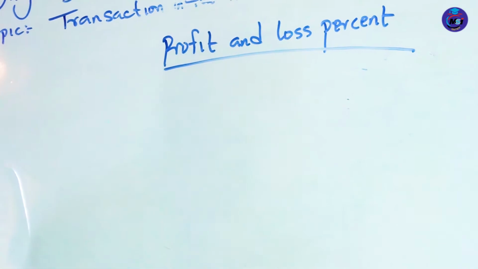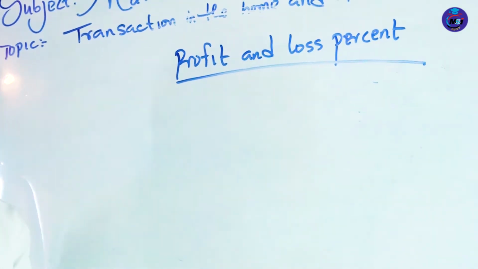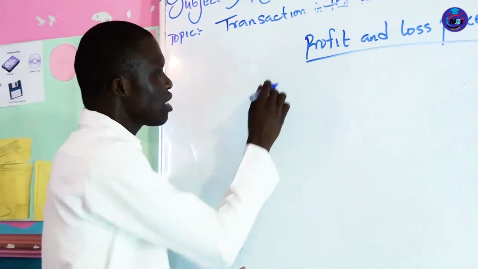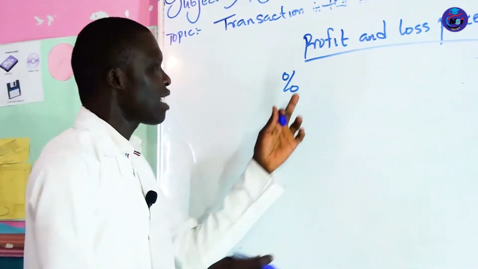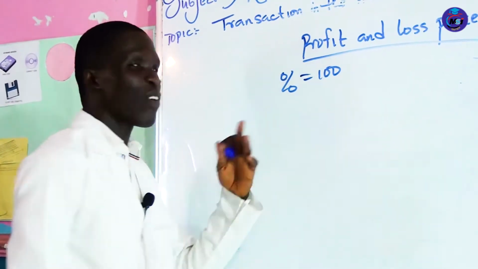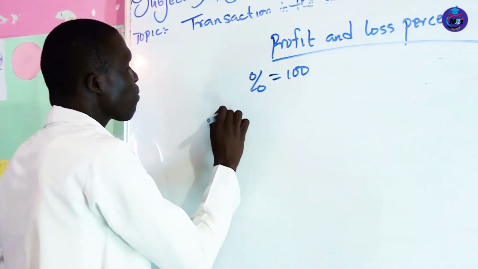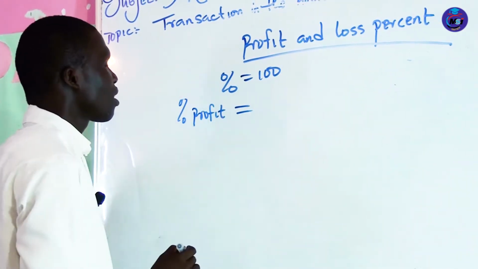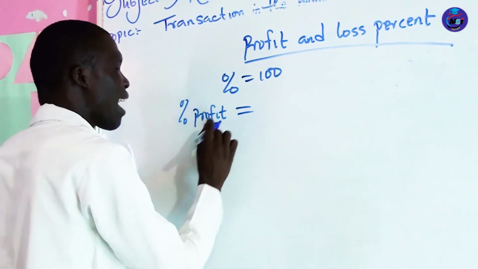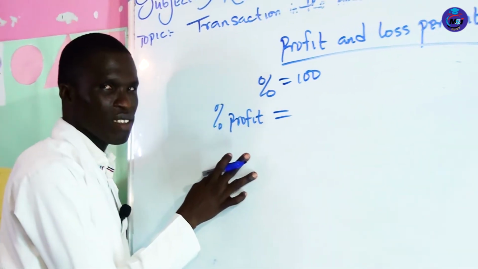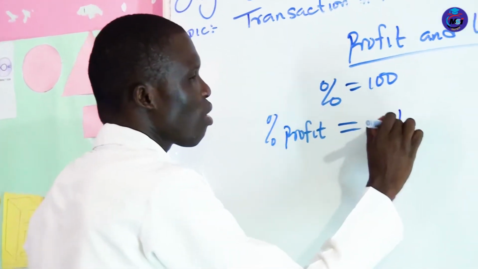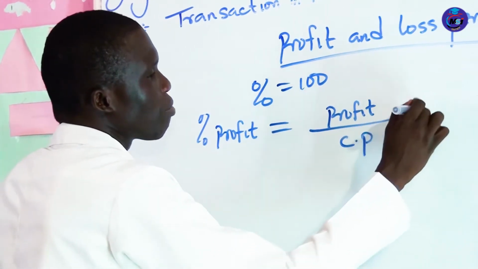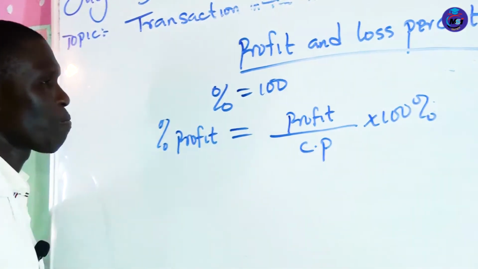Okay, class, we are looking at profit and loss percent. Before we start this, I need to remind you that percent means per 100. Okay, let's move forward. Now, percentage profit, or sometimes you call it percentage gain, so don't get confused with that, equals profit divided by cost price multiplied by 100%.